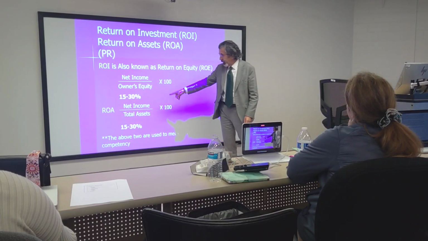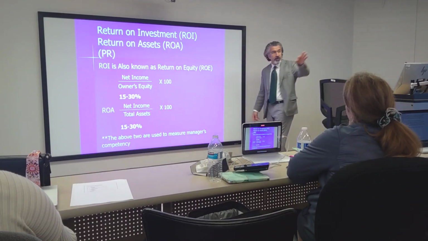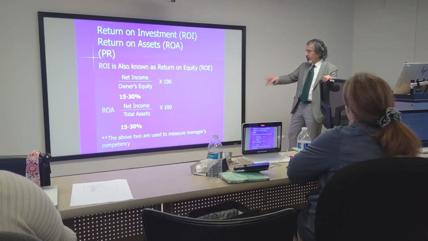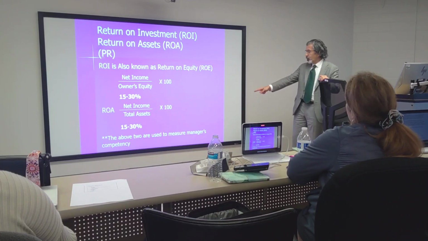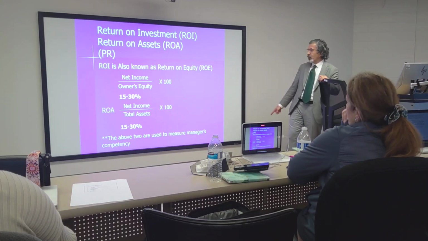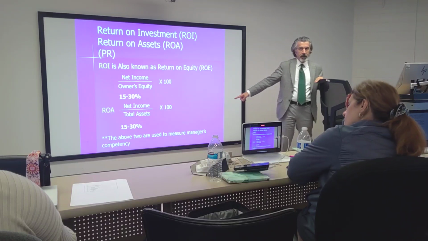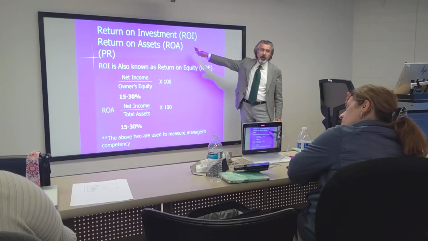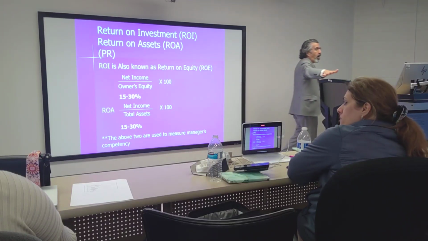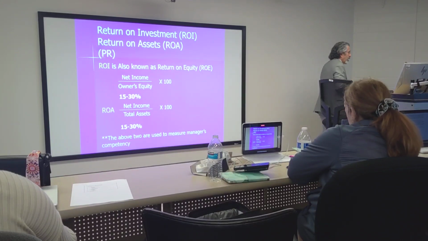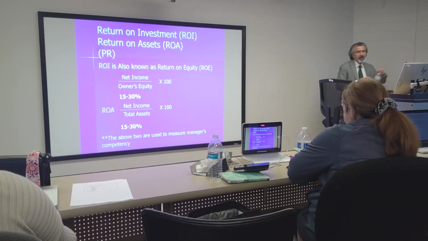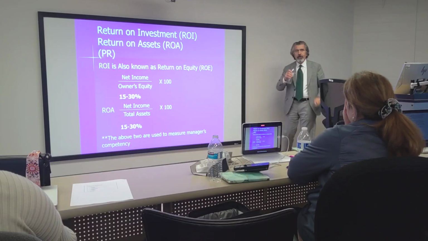15 to 30. The above two, I know some of you, the screen is really weird. Some of you may not see the bottom. The above two are used to measure managers' competency. This is a profitability ratio. Why am I using it to see if my manager is competent? Why?